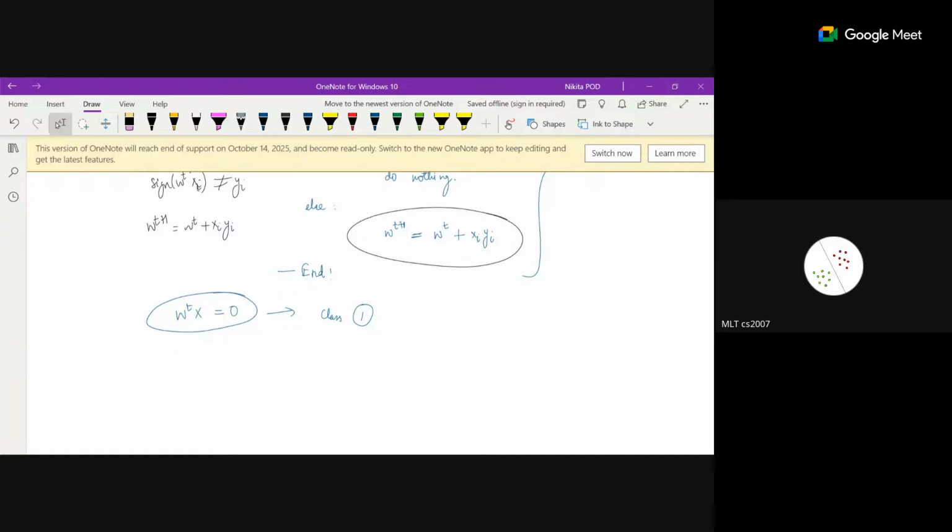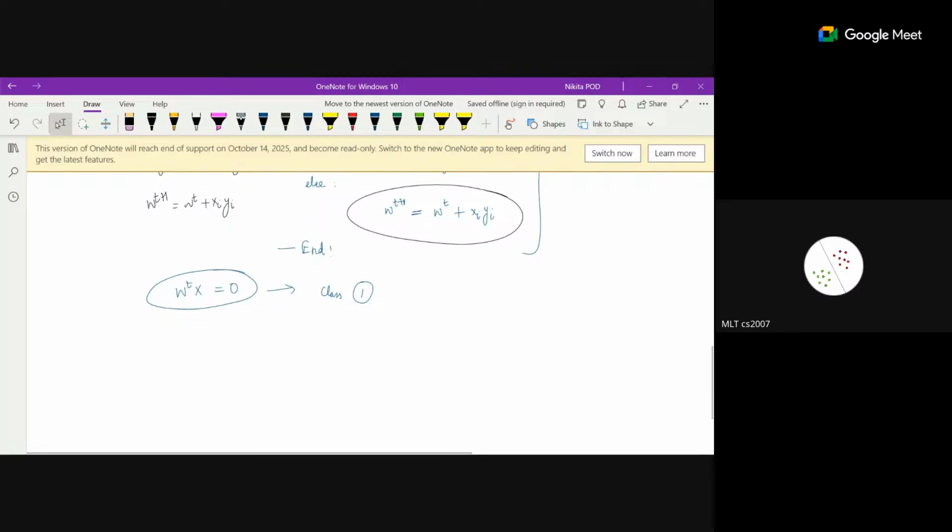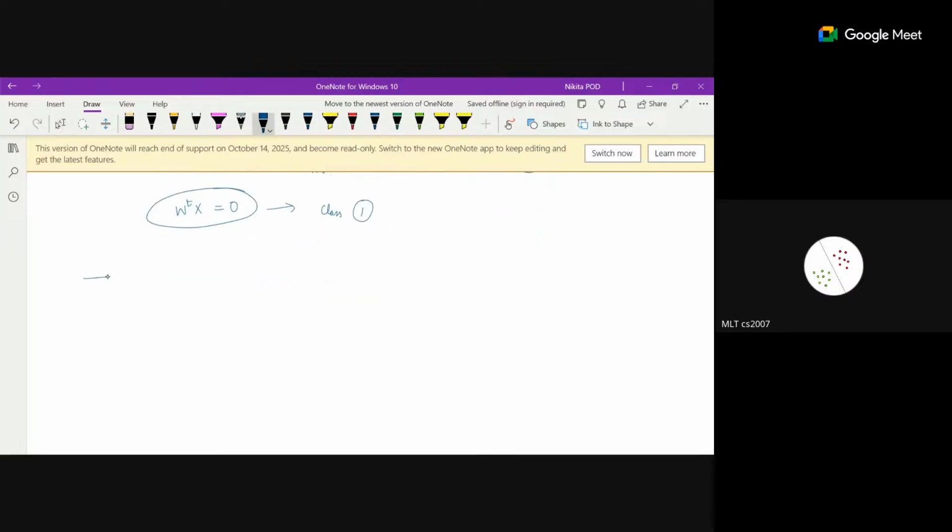So this is the algorithm for Perceptron. When we see this update rule, it makes sure that whatever W we choose in the next iteration is actually moving in the correct direction. We had also seen this part. So what is the update rule?